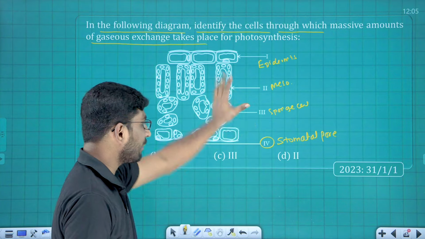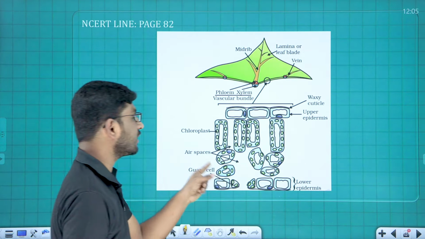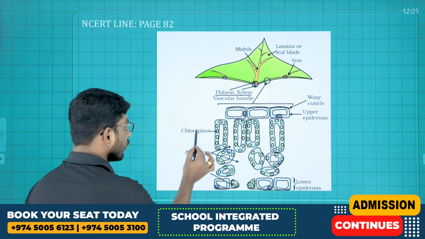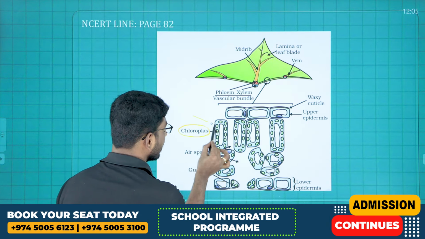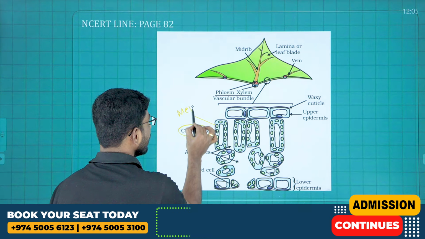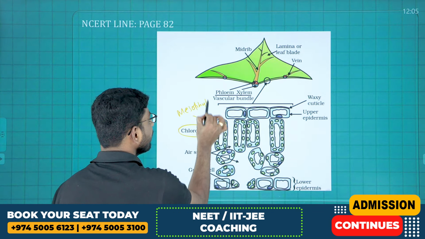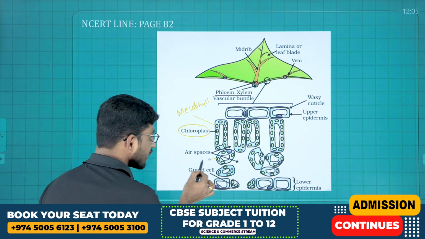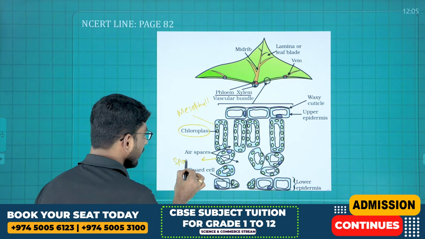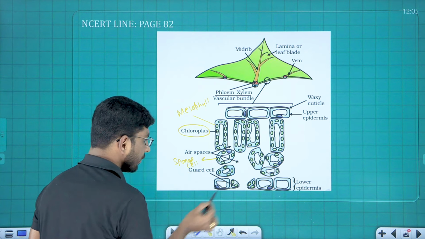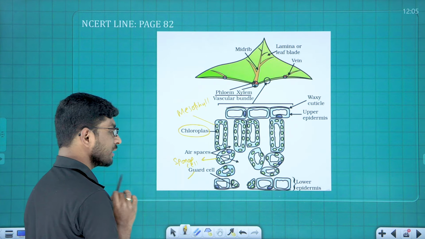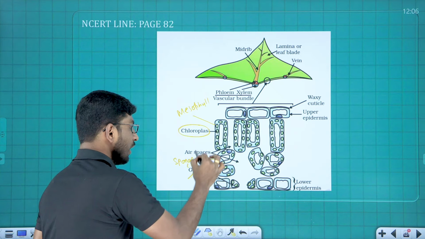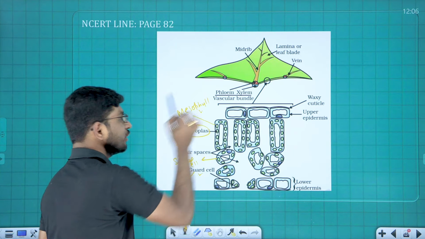I would like to show you the same diagram, exactly what NCERT mentioned. This is the diagram. Remember, all of you, everyone should practice. Look at the mesophyll cell. This is the mesophyll cell, okay? Student, where exactly is chlorophyll present? Sir, chlorophyll is present in the mesophyll cell, and in the spongy cells also, and in the guard cell also. So which cells will do photosynthesis? Guard cells, spongy cells and mesophyll cells.